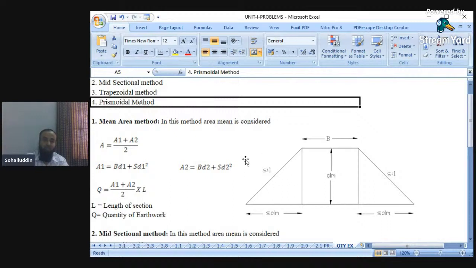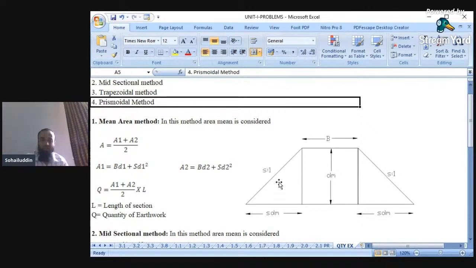So S is the slope. Then this is the width. Depending upon this slope, the width will be S times DM. What will the slope be? It depends upon this depth. As the depth increases, the width also increases. Therefore the width is the multiplication S DM, that is the slope into the depth of this excavation. Whereas this height is DM.